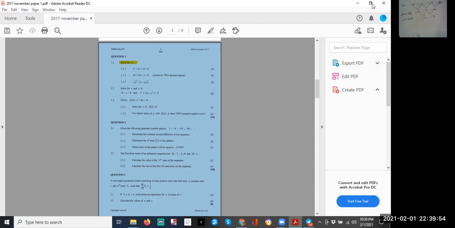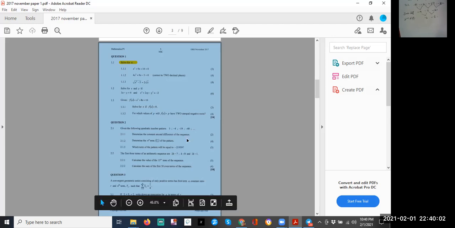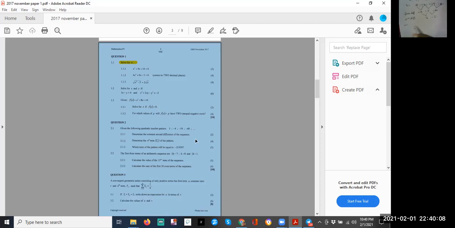So what do we do? The question said 2.1, let's get to it. Determine the constant second difference of the sequence. Now the constant difference is equal to minus 6. This is constant. It's minus 6, minus 6. That is 2.1.